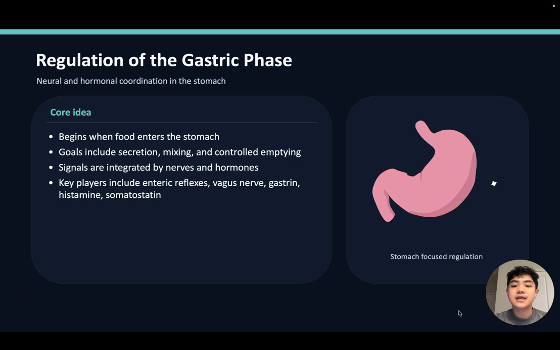Over the next slides, I will walk through what triggers the gastric phase, how neural reflexes coordinate responses, how hormones reinforce the message, and how feedback signals prevent the system from going too far.